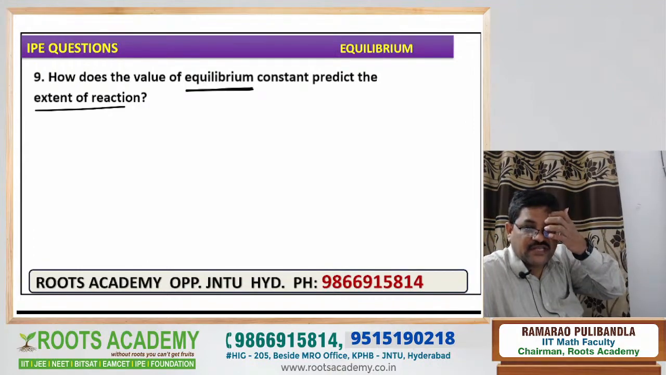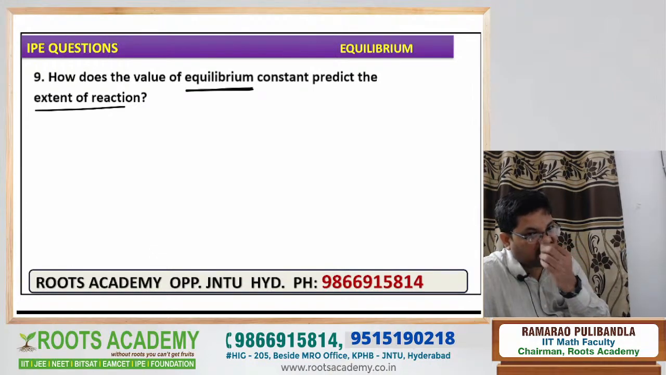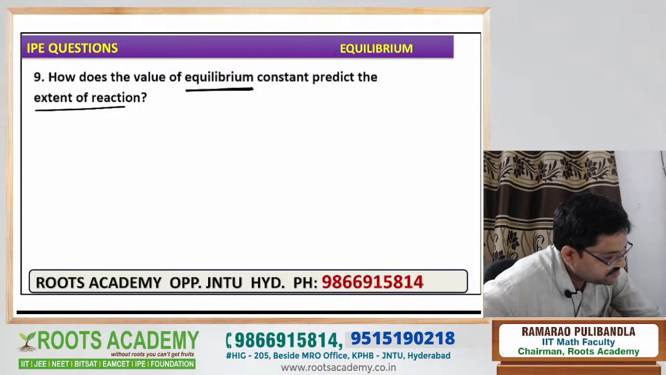What is a buffer solution? Simple. A few drops of acid or a few drops of base are added to the solution, which maintains what? A constant pH value. Which maintains what, students? Constant pH value. Understood what I am saying? No confusion?